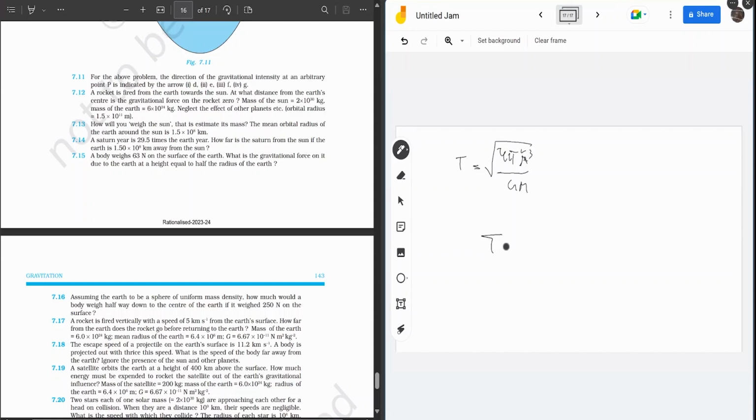So Ts is equal to 29.5 into T to the power T into En. Given that, now Rs cubed divided by Re cubed is equal to Ts squared divided by Te squared. So Rs is equal to Re into (Ts by Te) to the power of 2 by 3, which is 14.3 into 10 to the power of 3 kilojoules.